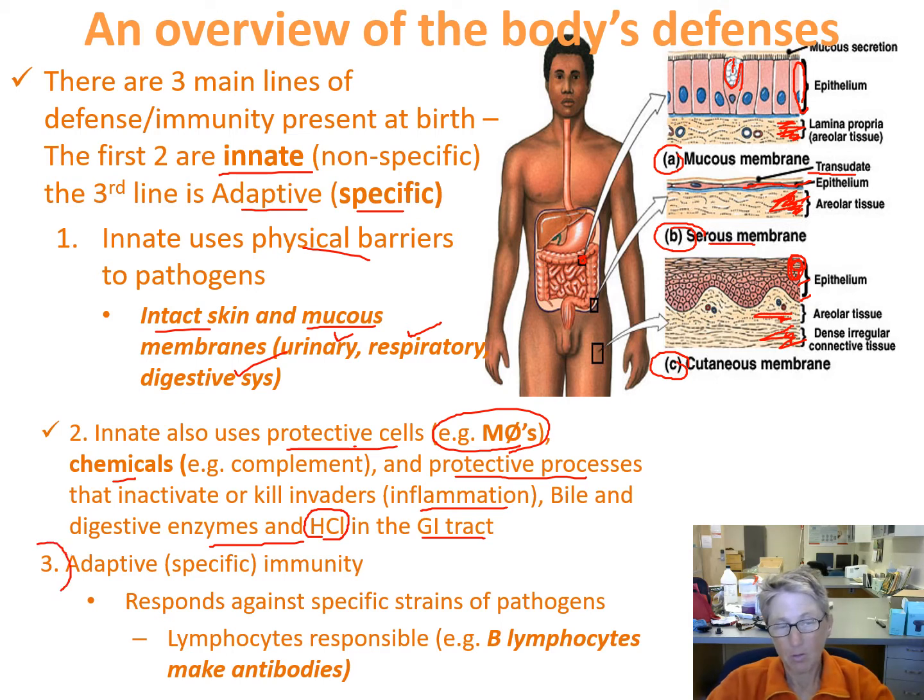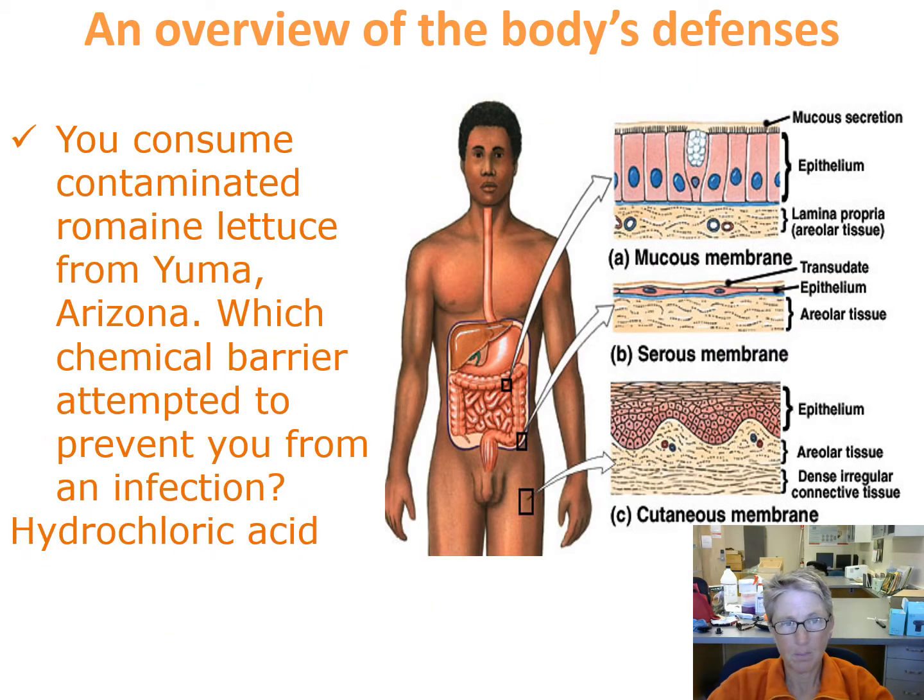Then we talked about this, the third line of defense is the adaptive or specific immune system. And adaptive, it's called specific because the adaptive immune cells, the B lymphocytes and T lymphocytes, specifically recognize pathogens that come into your body. Whereas for example, the macrophages of the non-specific immune system will non-specifically recognize bacteria. The B and T lymphocytes will specifically recognize bacteria. And we'll talk more about that when we do the adaptive immune system.